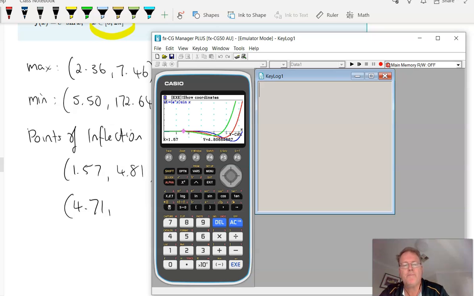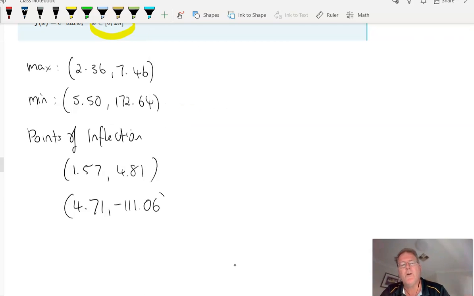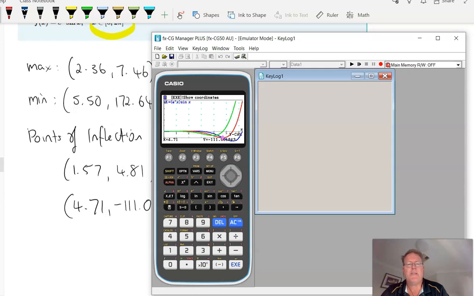And then the second one, again, G-solve, F6, it's a Y calculation. I want the blue one, so hit execute. What's my X value? 4.71, execute. Negative 111 point, I can't read that. My eyes are very terrible. I can't read it. 111 point, something 06, I think. Sorry, that was me getting really close. Negative 100, let's assume it was. If it's not, then just check your calculator. My eyes aren't that good, so I can't really see it. Hopefully that's the right value, but you get the idea. And we can see that that's the point of inflection. And that's using my calculator to get that information.